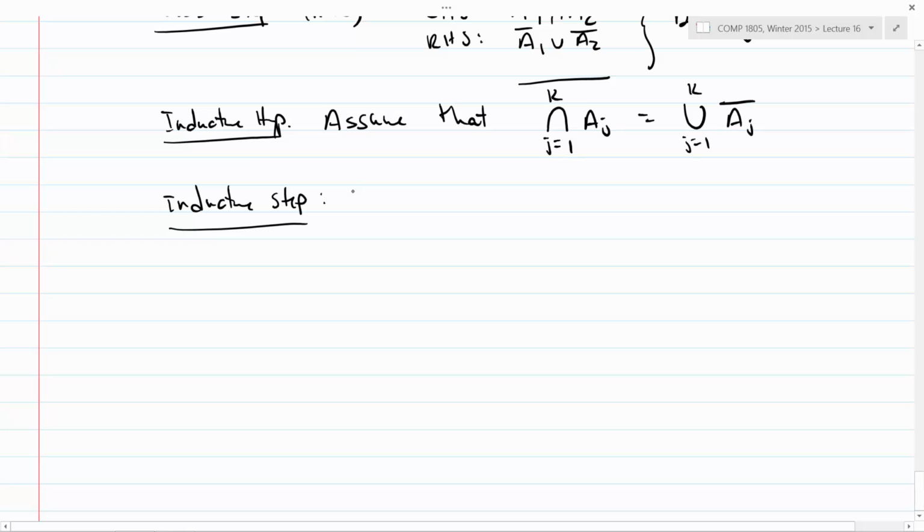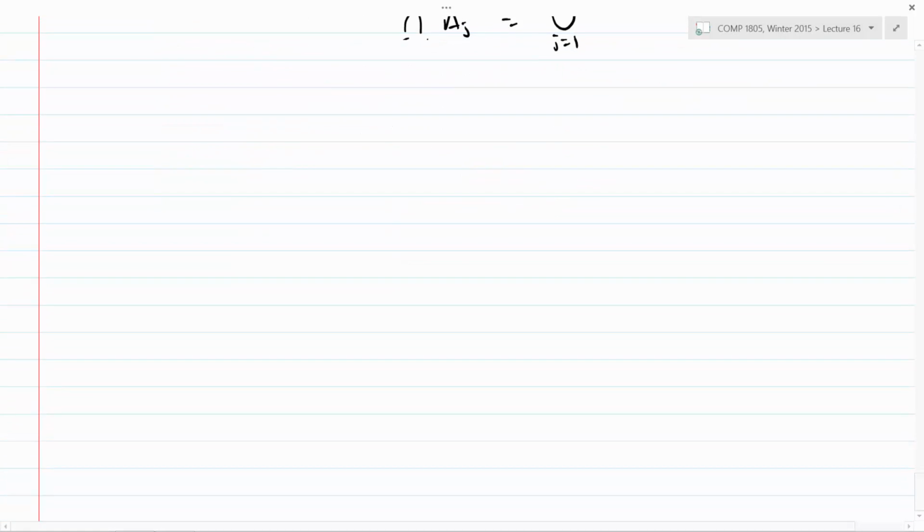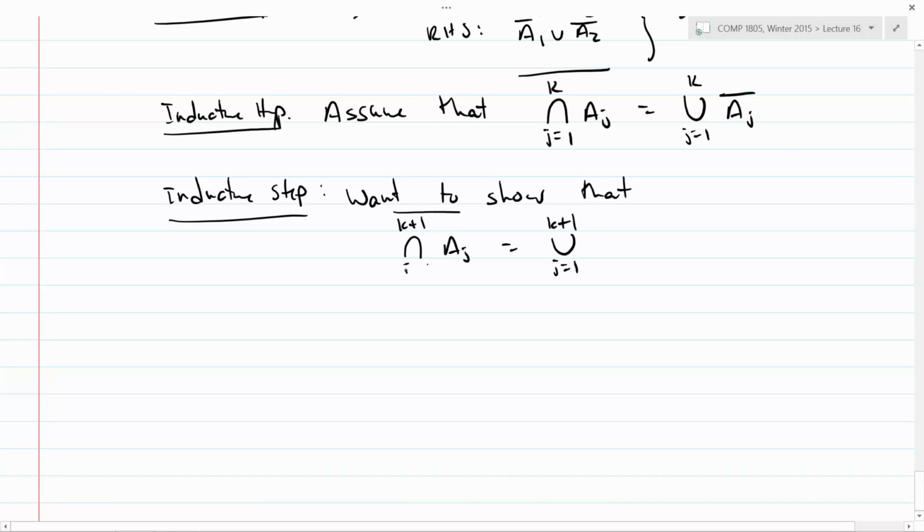For this, I want to show that the intersection from j equals 1 to k plus 1 of aj, all complemented, is equal to the union from j equals 1 to k plus 1 of aj complement. That's what I'd like to prove.